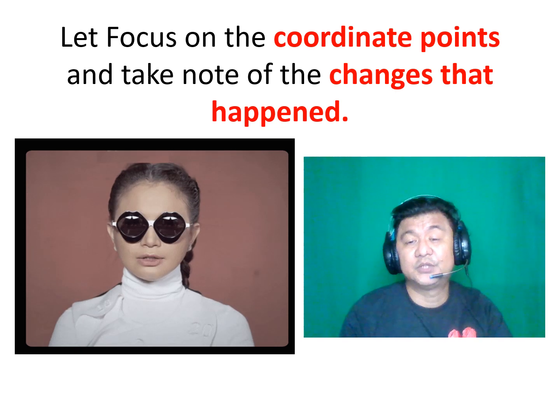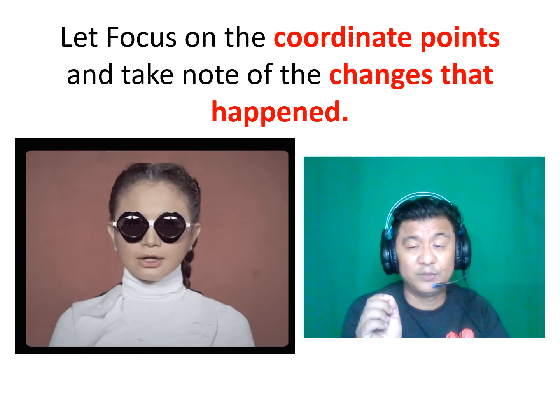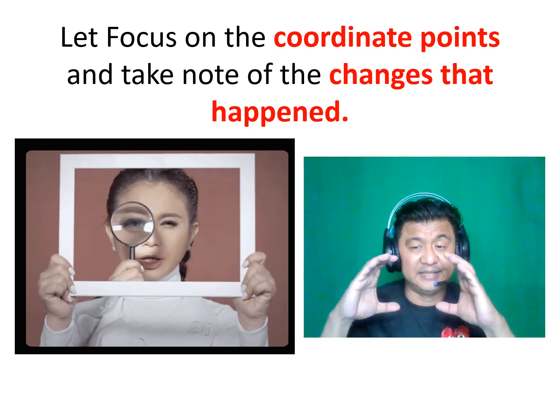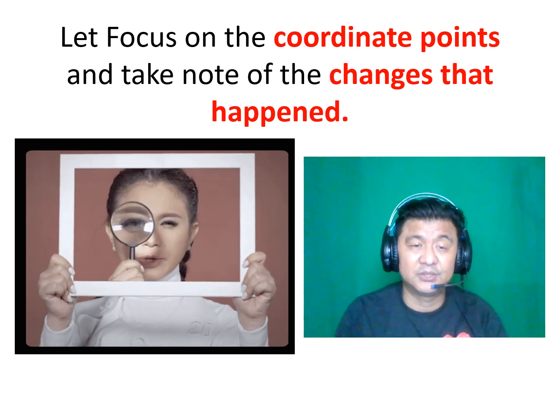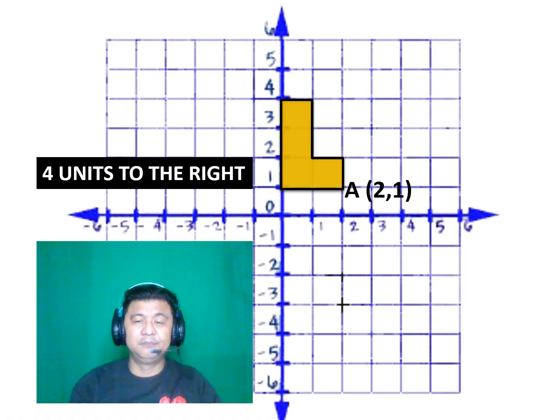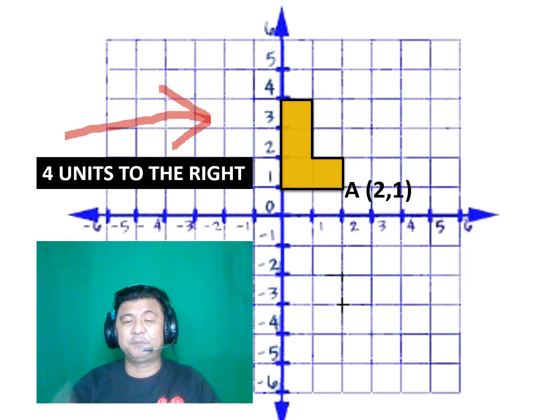Now we will focus on the coordinate points. We will do the movement once again, but our focus is the X and the Y coordinates. Remember the X and the Y? X on the horizontal and Y on the vertical. Now, we will be moving them depending on the instructions and the directions. Look at this. We will move 4 units to the right. But take note, our focus is this vertex A, that point.